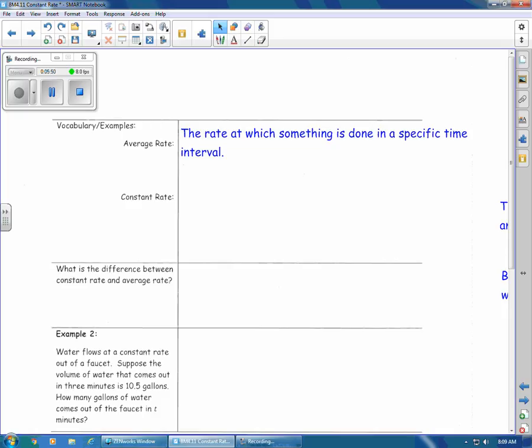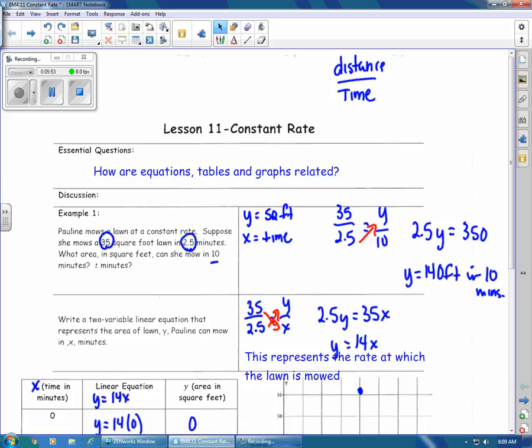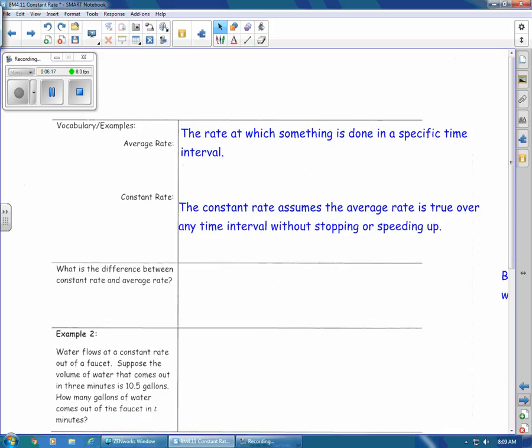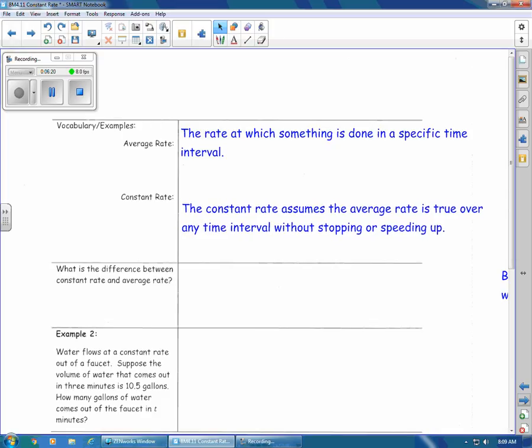In other words, when we said, and I'll flip back, don't worry, when we said Pauline is mowing and she mows 35 square feet in 2.5 minutes, that means somebody timed her for 2.5 minutes and calculated how many square feet she did, and then they divided that to figure out the average. Now we're assuming when we're taking that average, the constant rate assumes that the average rate is true over any time interval.